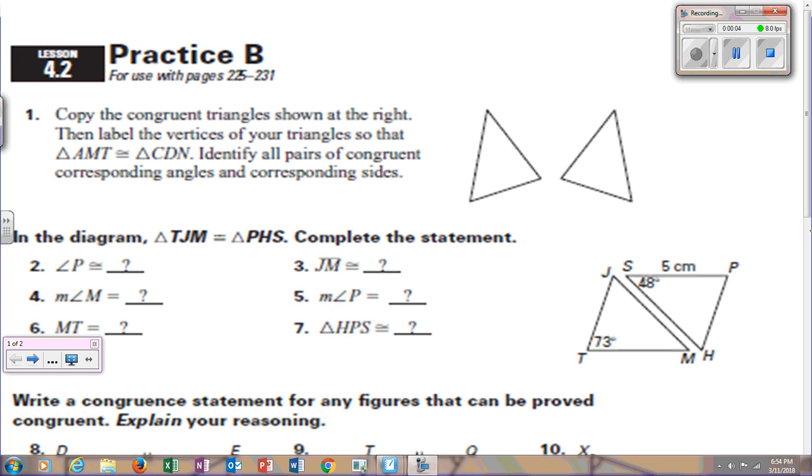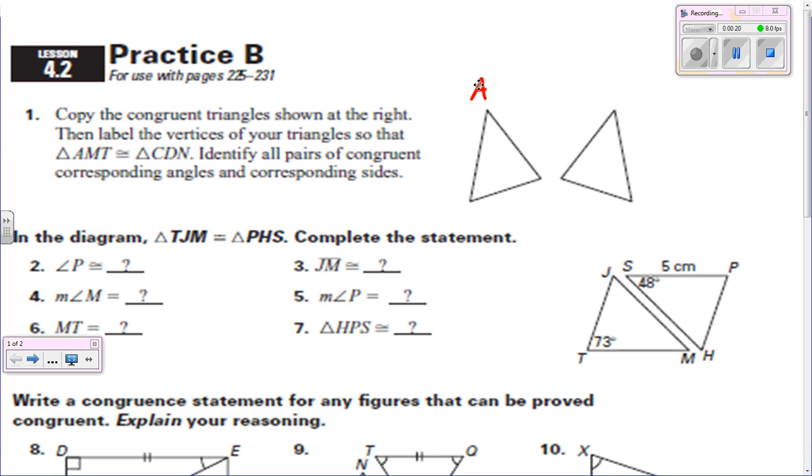All right, 4.2, practice B. Copy the congruent triangles shown at the right, then label the vertices of your triangle. So triangle AMT is congruent to triangle CDN. Again, just like in the last one, you don't really have to copy them. I'll make this A, and this C. This one's going to be M, and D, and then T and N.